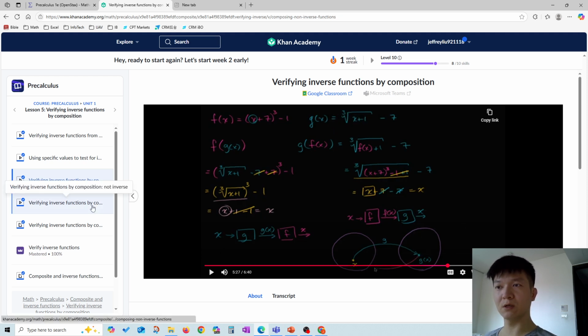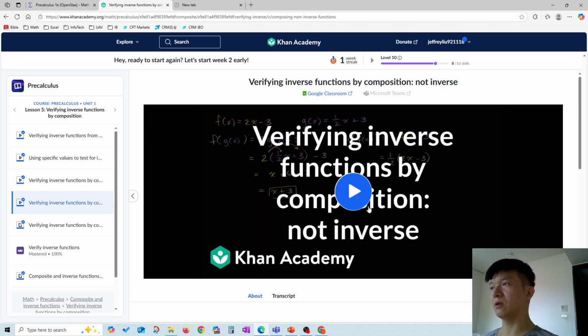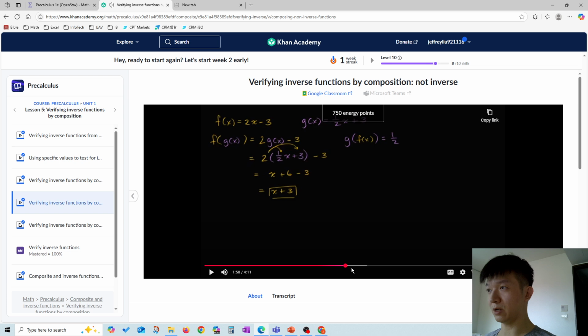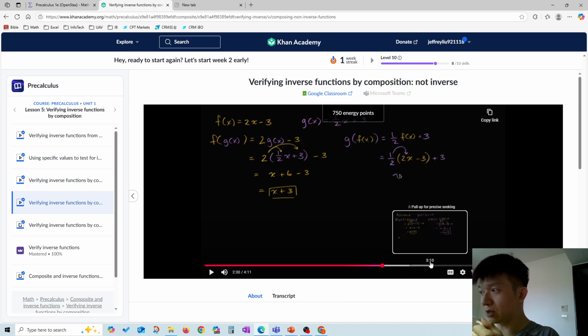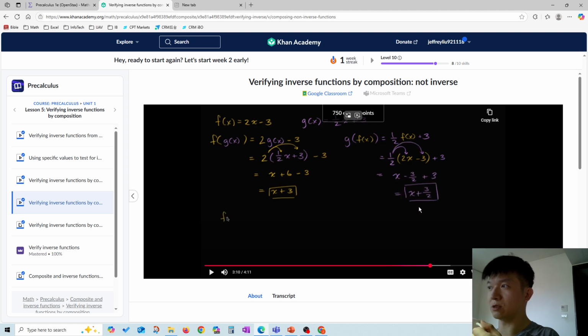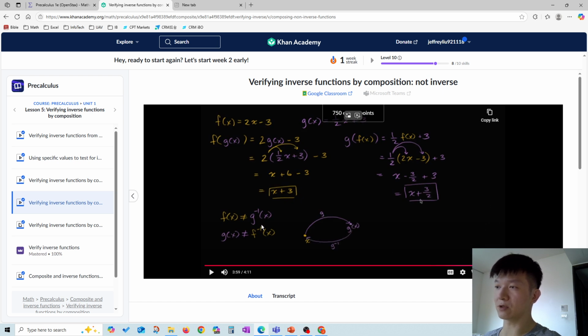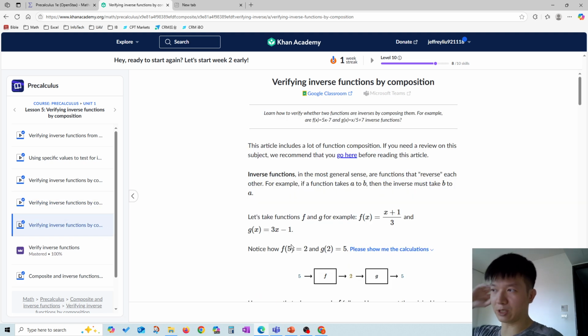Okay, and then we try to go over here. Let's say that we have, again, two functions, f of x and g of x, and then you do the same thing. That gives you x plus 3. And how about here? Does that give us x plus 3? No, it does not. So these are not inverses, right? Not inverses. Okay, you can see right here. So that's the trick. That's the easy part.